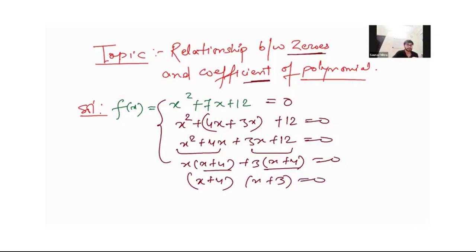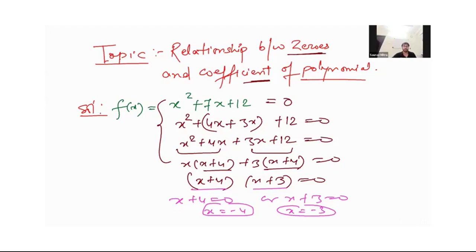After equating to 0, we will have x equals minus 4 and x equals minus 3. So these are the zeros. Now, after calculating, we will establish the relation. You have x equals minus 4 and x equals minus 3 as the zeros. So now we will establish the relationship between the zeros and the coefficients.